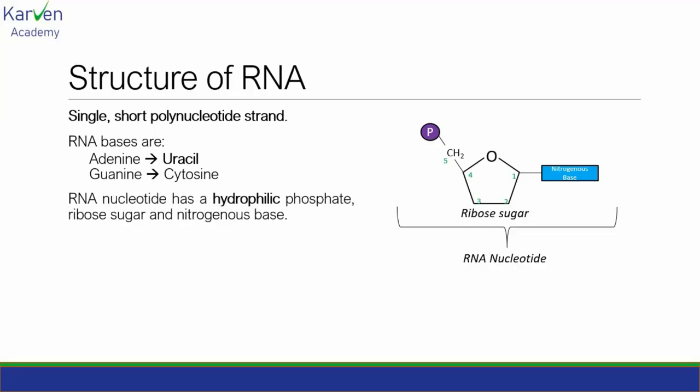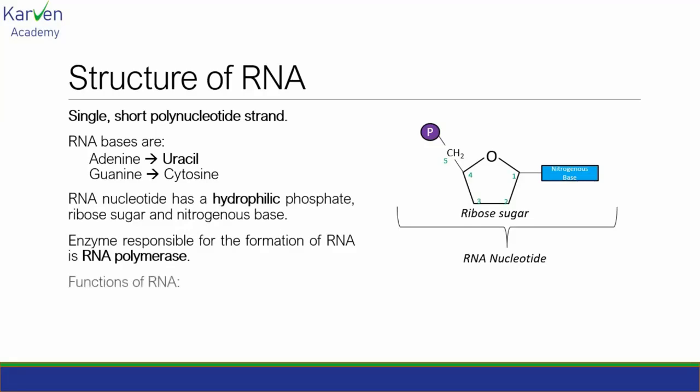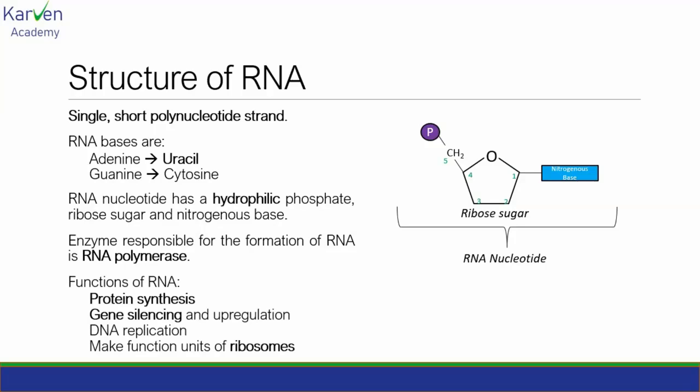Again, the RNA nucleotide has a hydrophilic phosphate, so RNA nucleotides are polar, usually having a negative charge. The enzyme responsible for the formation of RNA is RNA polymerase. RNA has many functions in our body, and some of them are protein synthesis, gene silencing, DNA replication, and making the functional units of ribosomes, which consist of two subunits. All these will be covered in the next few tutorials.